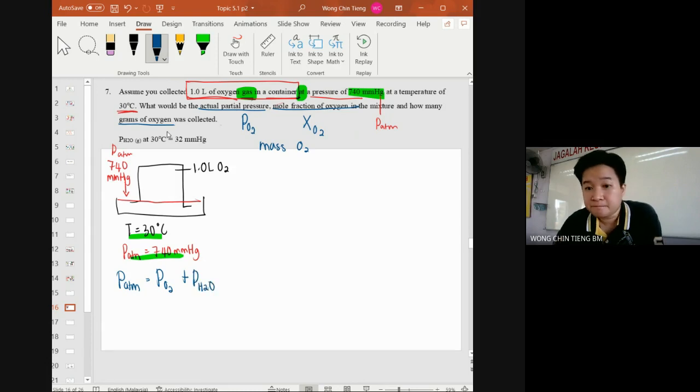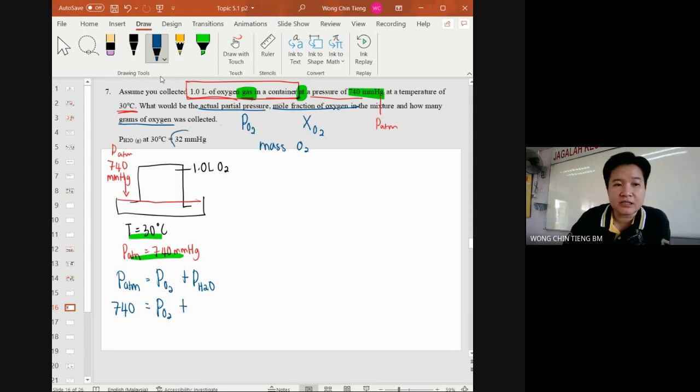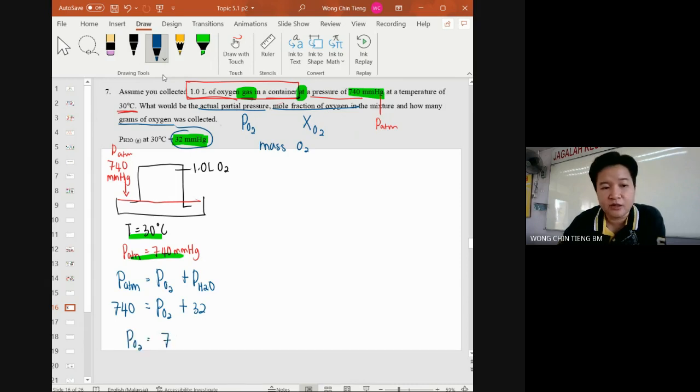Okay, setuju yang ni? So the atmospheric pressure 740 millimeter mercury equals to the partial pressure of oxygen gas plus water given 32 millimeter mercury. So kamu akan dapat partial pressure of oxygen gas is 708. My question, unit? Millimeter mercury. Thank you. Betul? Alright, definitely millimeter mercury sebab semua orang guna millimeter mercury. Keep it that way first.